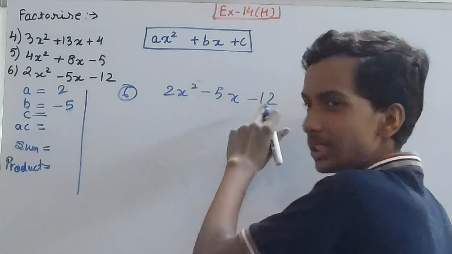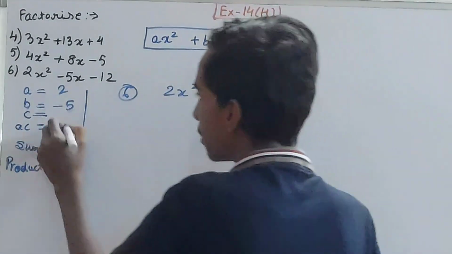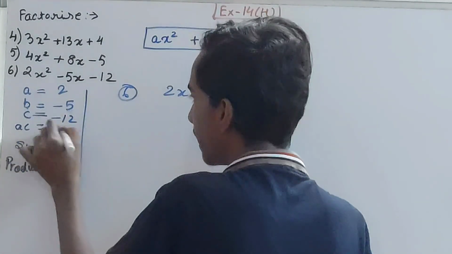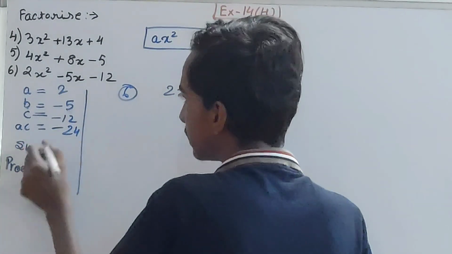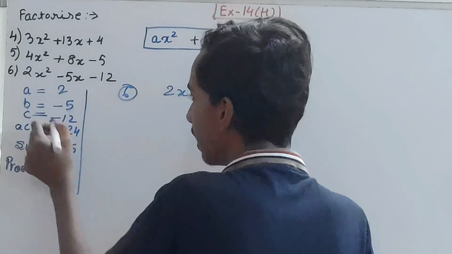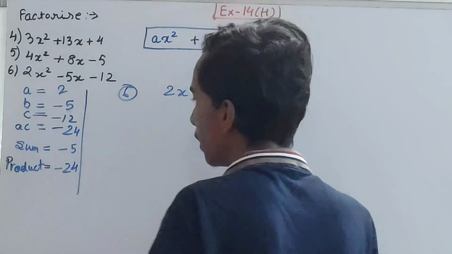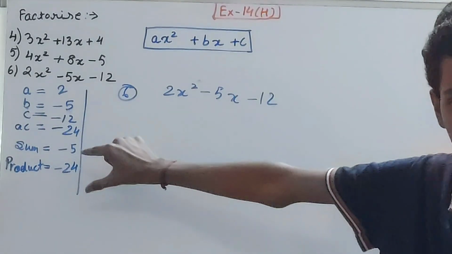Then the value of C is what? Minus 12. So here what will come? Minus 12. AC will be equal to minus 12 into 2, minus 24. So the sum of the two has to be minus 5. The product has to be the value of AC, that is minus 24. Two things that you want: minus 5, minus 24.